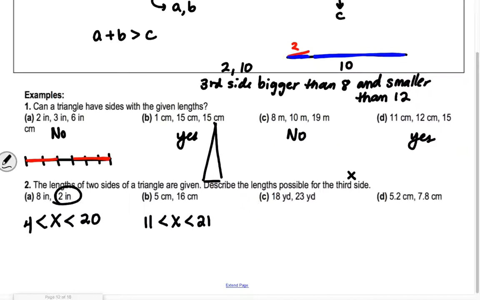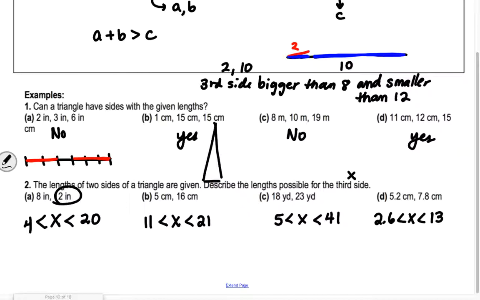Subtract the two numbers. Nobody wants to do 23 minus 18 without a calculator, right? Not that hard, you got it. 5 and 41, good. All right, third side on this one. You can use a calculator if you want to. I don't think you need to. So 7.8 minus 5.2. 2.6, exactly. So we have 2.6 is less than x, which is less than 13, exactly.